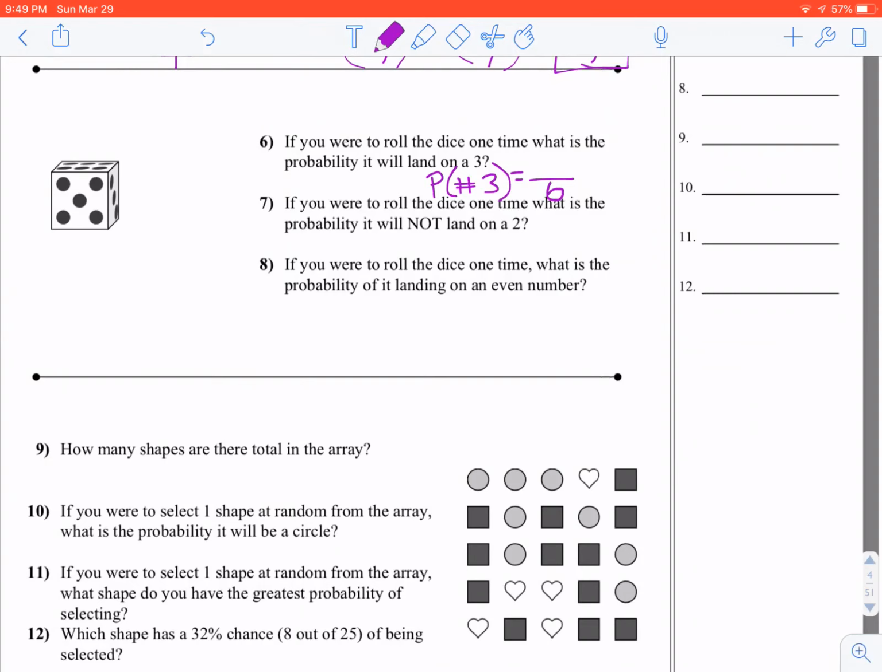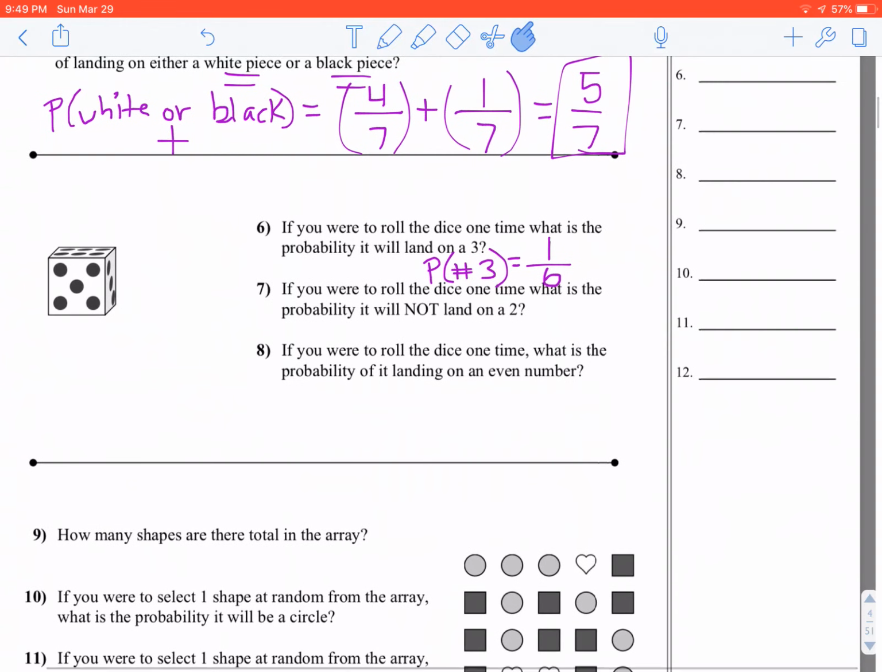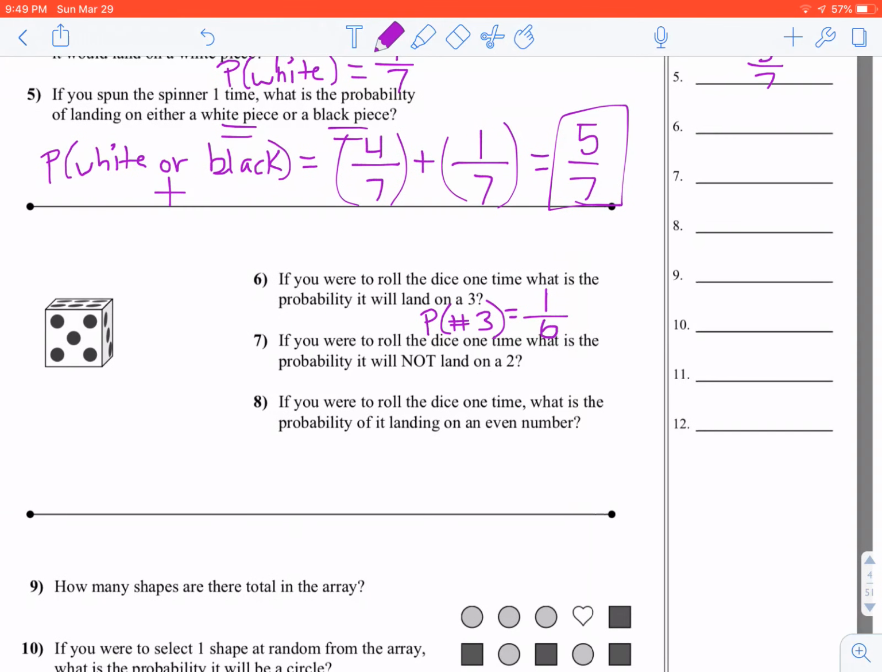So 6 goes on the bottom. And think about how many number 3s are on the dice. There is one number 3. Okay, so there is a 1 out of 6 chance of that dice landing on a 3. If you ask yourself, is that going to happen? If you convert it to a decimal, that is going to be 16.6 repeating percent. So it's probably unlikely because it's so low, but it's not impossible.